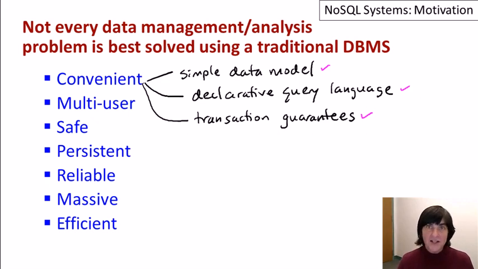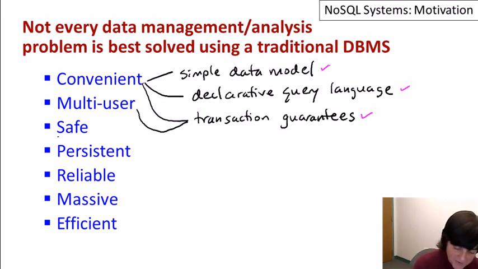And similarly, transaction guarantees are terrific when we have lots of users hitting a system at the same time and we have very strict requirements on consistency. But if our requirements are a lot less, even the weakest guarantees that are made by traditional database systems might not be appropriate for our application. And we're going to see examples of all of these things. So the next attribute, multi-user, ties right into our discussion of transaction guarantees. Again, for some applications, we might not need to maintain the level of consistency when multiple users are operating on the database at the same time that traditional systems are designed for.